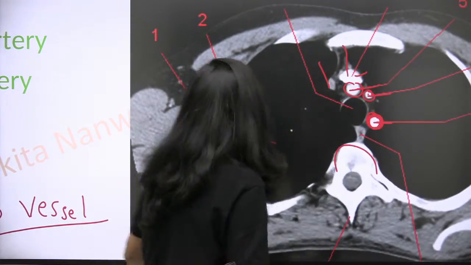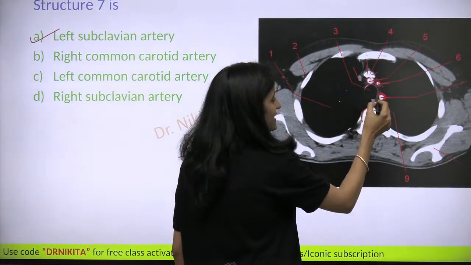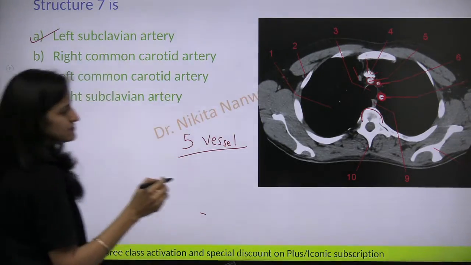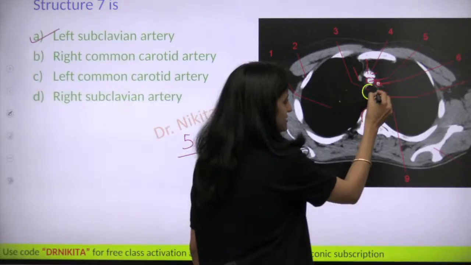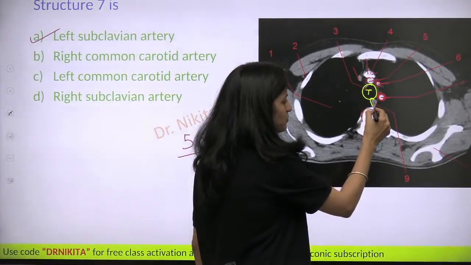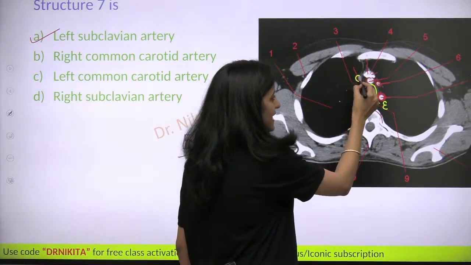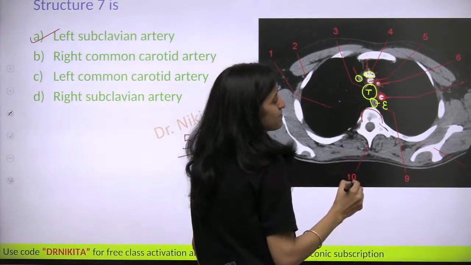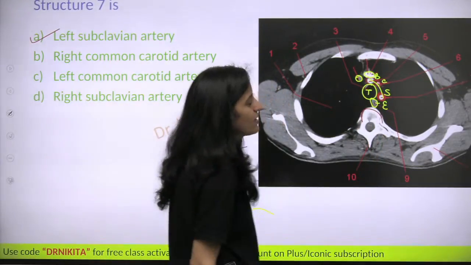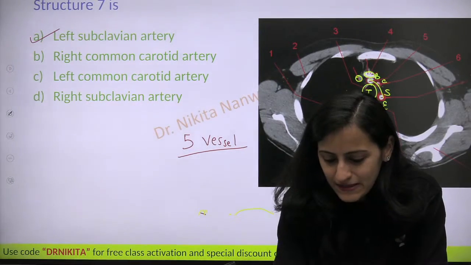Okay, so remember this is your 5 vessel view. Let me label this for you. This rounded structure in the center, air containing, that is the trachea. The collapsed structure posterior to the trachea, that is the esophagus. This is the right brachiocephalic vein. This is the left brachiocephalic vein. This is our BCS, the 3 vessels, and these are the veins. Okay, the right brachiocephalic and the left brachiocephalic. Okay, clear with everyone?